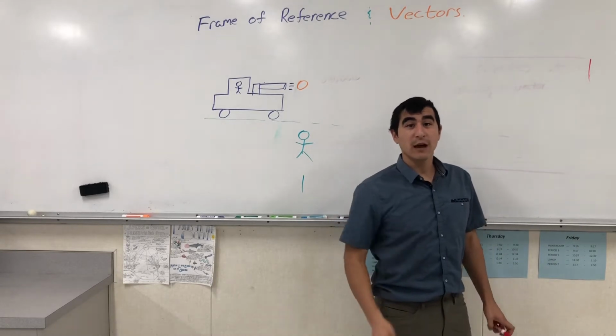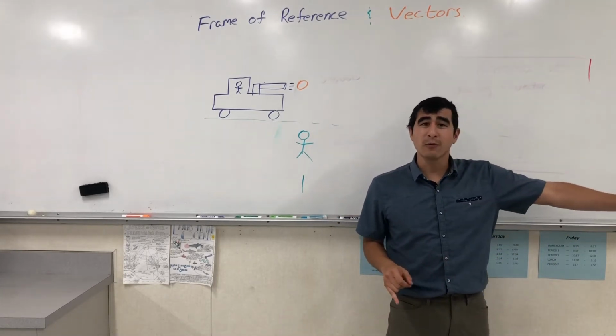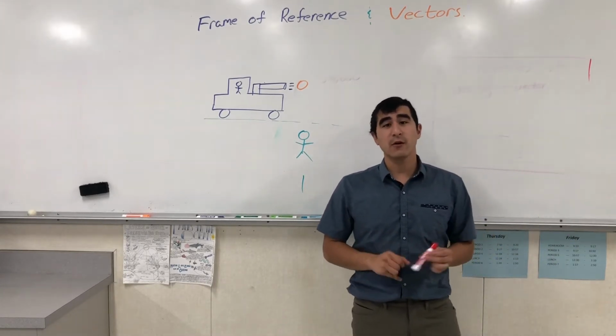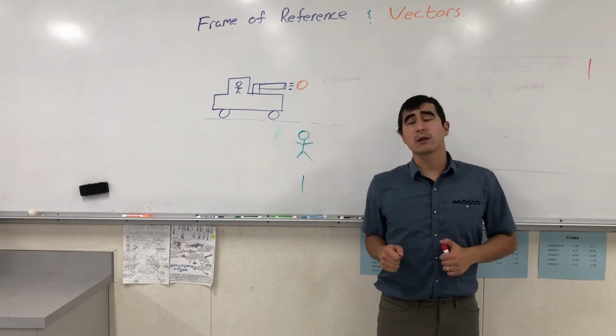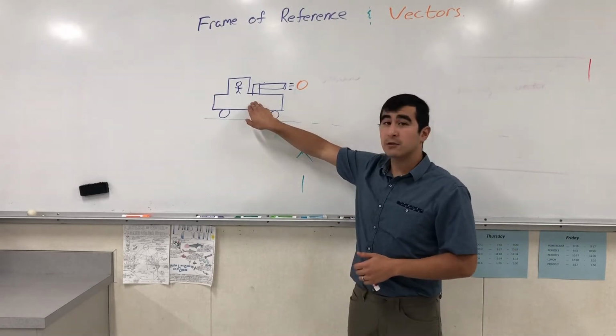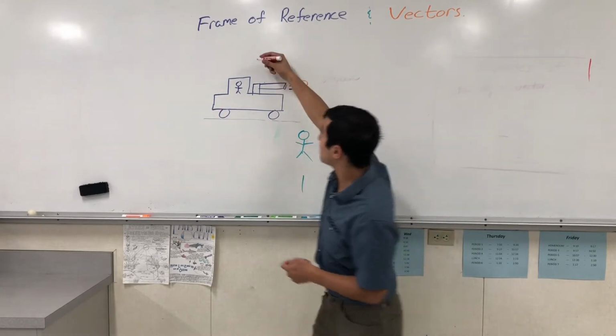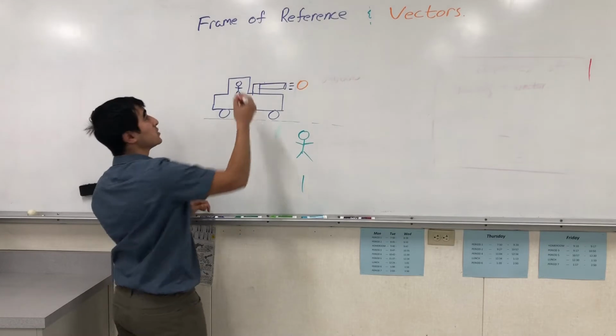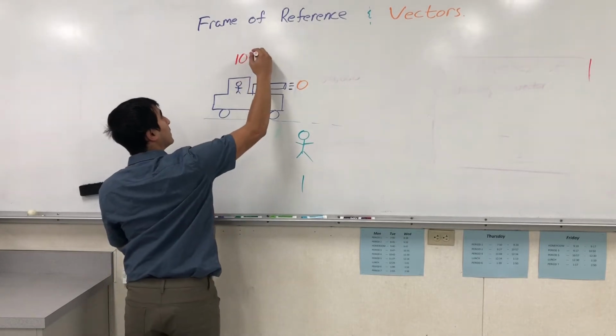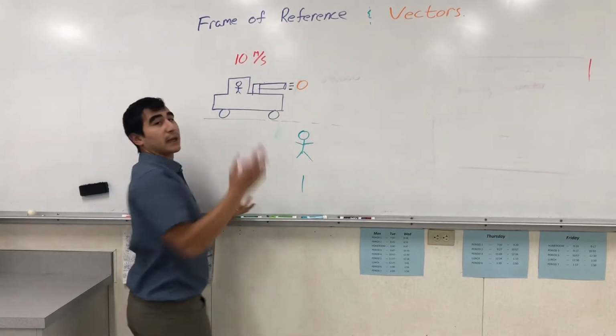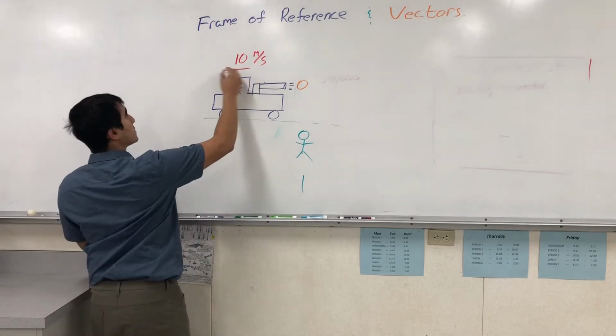So hopefully you guys understood what was happening in that Mythbusters video, but if you didn't, let me go over it really quickly. Here we have a truck, and it's going to be driving down at some speed. Let's say he's going 10 meters per second, why not? And he's going in this direction.